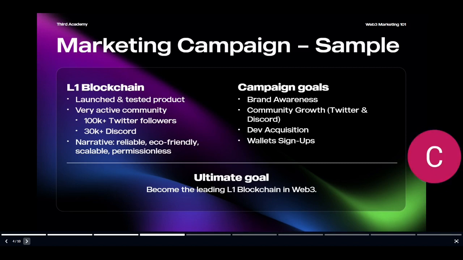And their narratives are that they are reliable. Think back to the fact that this is already launched and tested. You also have to think about how important security is in this space. Reliable might be a way of saying that without using the word secure, just because that word is so loaded here. They are eco-friendly. It's scalable, solving another major problem that first and second generation blockchains have. And permissionless, so they don't have a centralized authority. And while dApps might require users to not be anonymous due to KYC, the blockchain doesn't.